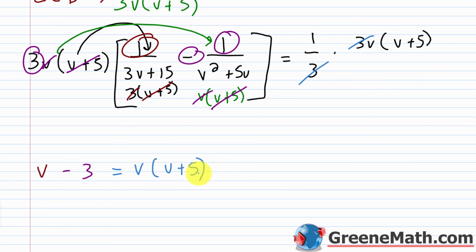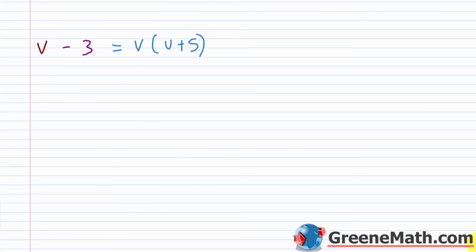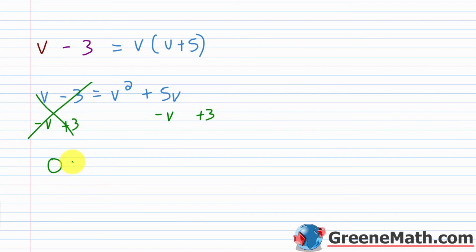Okay, so we've got it in a simple form. It won't take us very long to solve this now. We have v minus 3 is equal to v times v is v squared plus v times 5 is 5v. Now what I want to do is subtract v away from each side of the equation, and add 3 to both sides of the equation. So that's going to cancel itself out. So I'm going to have 0 is equal to v squared plus 4v plus 3.